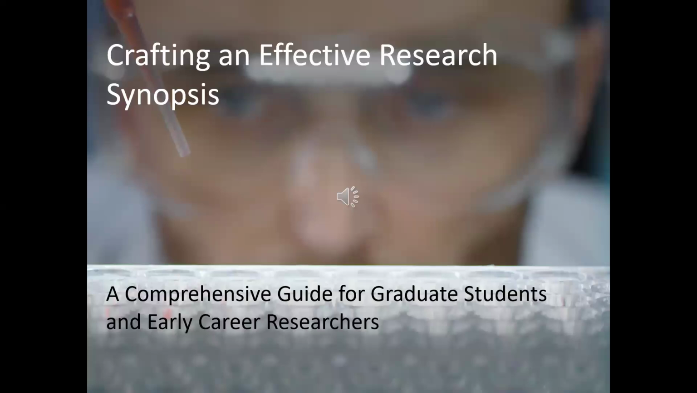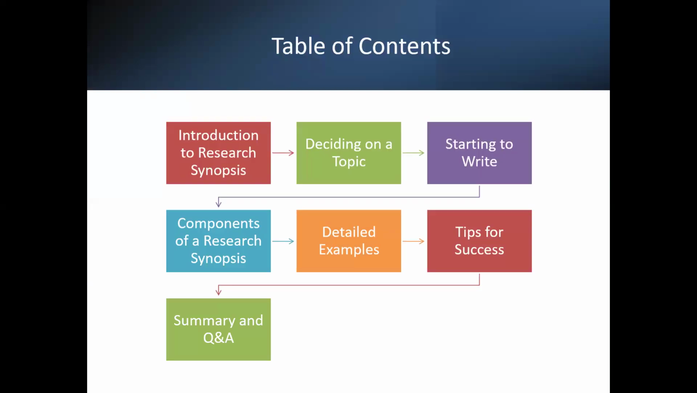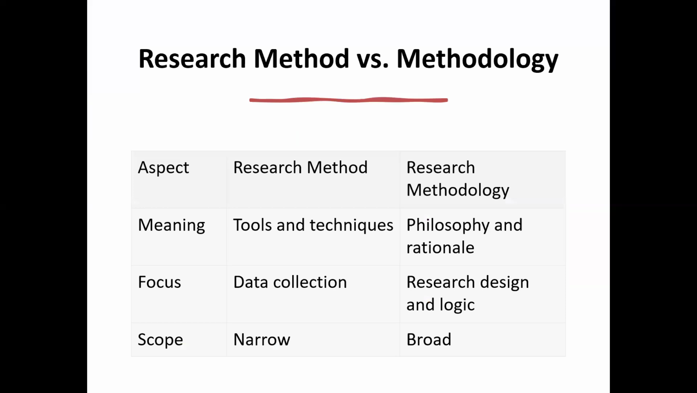If you don't know the details about research proposals, after this lecture you will be able to draft an effective research synopsis. So let's see what we will discuss today. First of all, we will discuss the introduction, then how to decide a topic, how to start writing, and what the components of a research synopsis are, detailed examples, tips for success, practical examples, and then a question and answer session in which you can ask any type of question and we will respond to that.